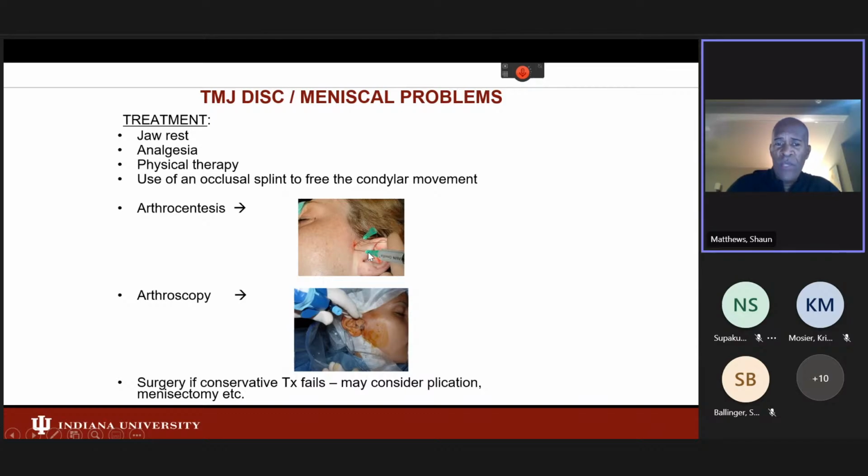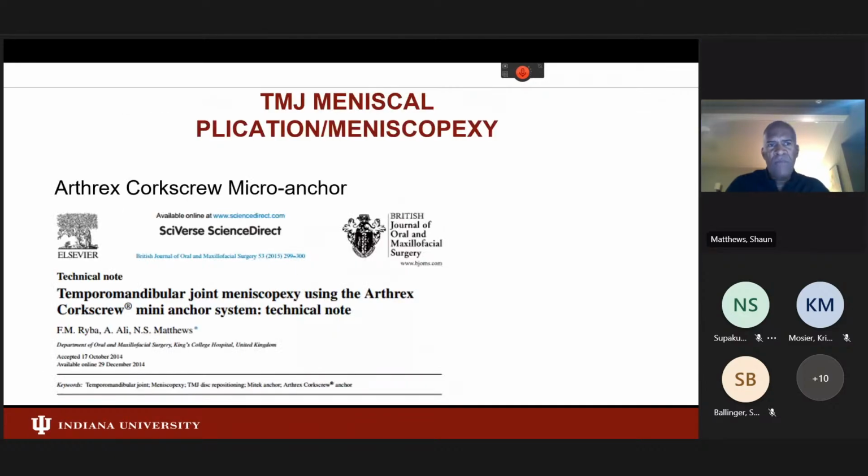If that doesn't work, I then go to an arthroscopy with a telescope. If that does not work, then I will go to an open joint procedure where I'll either remove the disc, a discectomy procedure, if the disc is irretrievably damaged, or if the disc is healthy, but just needs to be pulled back into its normal anatomical position, then I will do a discopexy or meniscopexy procedure, a disc repositioning procedure to plicate and pull that disc back anatomically.